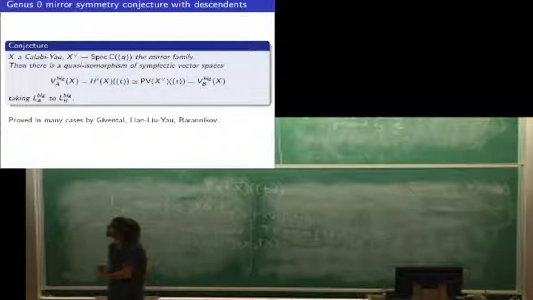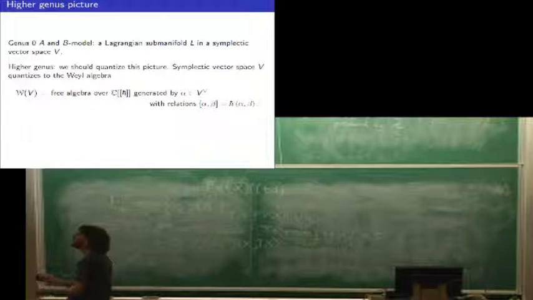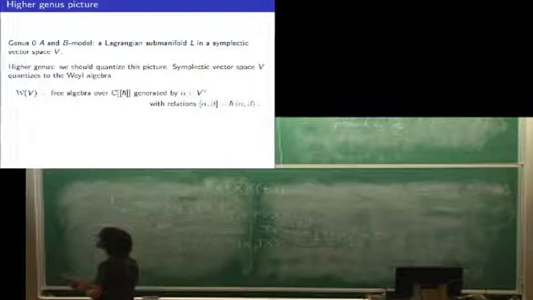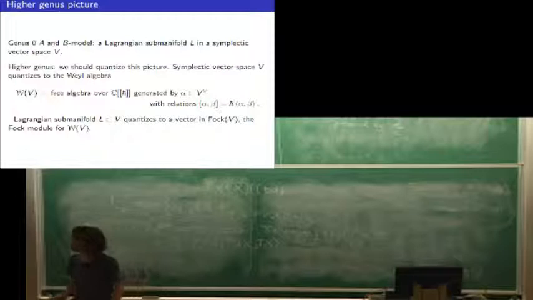okay, so now we see that in the genus 0 A and B models, on both sides we have this Lagrangian submanifold. So you want to ask what goes on at higher genus. Well, the natural guess is that we should try and quantize this picture. So the symplectic vector space, as usual, we can quantize it to give a Weyl algebra. And in this story, a Lagrangian submanifold will quantize to a vector in the Fock space. This is some standard deformation quantization story.